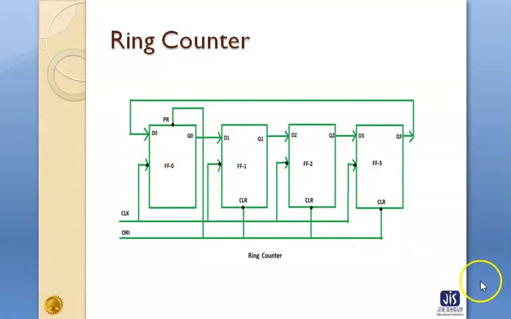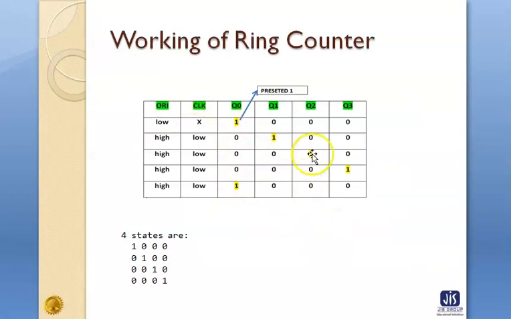So we can observe it from this table. Here we can say that this one is shifted after getting a clock pulse, and as the clock pulse is negative edge triggered, after getting a low clock pulse, this one is shifted to the next flip-flop and forms a ring. Here we can see that there are 4 states, that is 1 0 0 0, 0 1 0 0, 0 0 1 0 and 0 0 0 1. After that it repeats, that is 1 0 0 0. So in this way we can design a 4-bit ring counter using 4 D flip-flops.